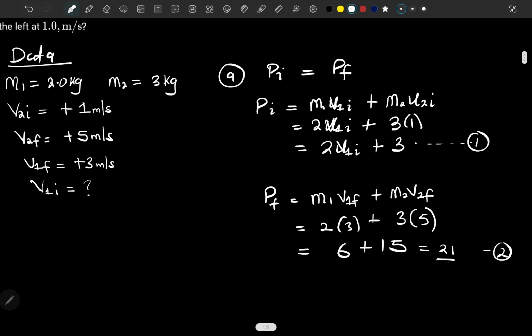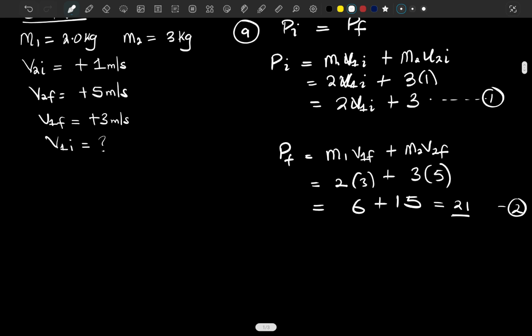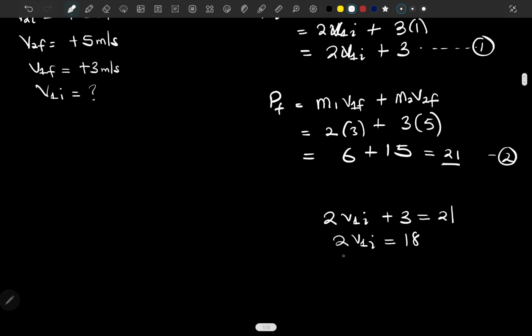And remember, by the conservation of linear momentum, the initial momentum should be equal to the final momentum, as I wrote there. Meaning our 2v1i plus 3 should be equal to 21. So 2v1i is 21 minus 3, which will give us 18. You divide by 2, you get v1 initial as 9 meters per second. That's all.